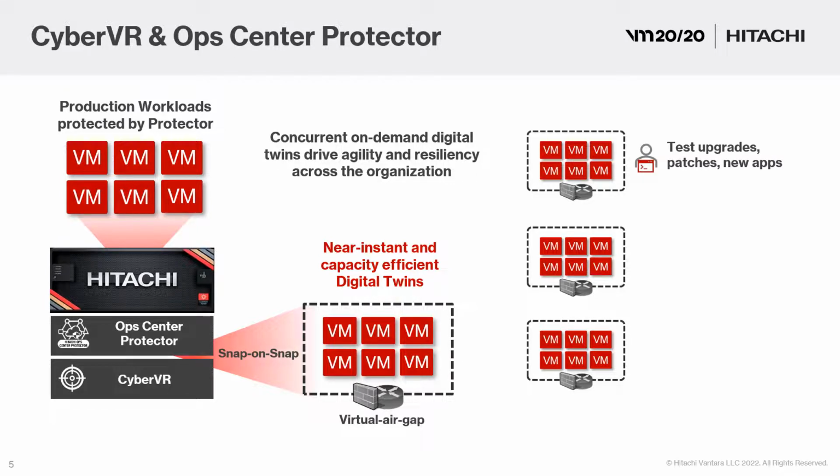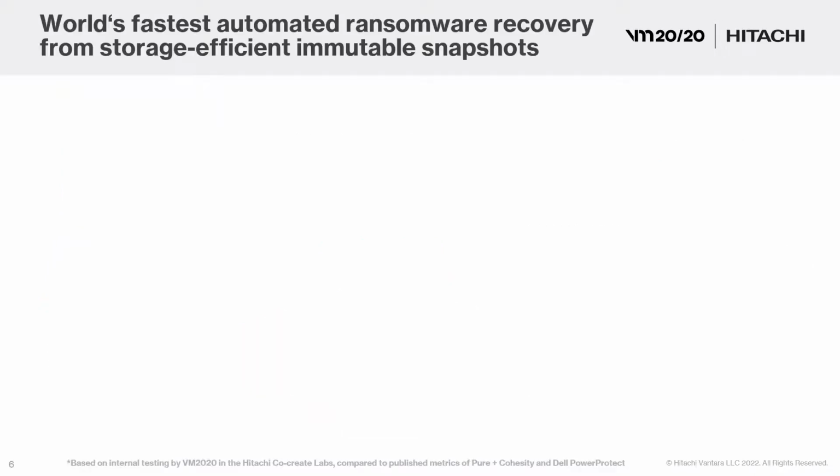Application teams can test upgrades, patches, new apps, architectures. Security teams can run forensics, pen tests, control validations, and operations teams can accelerate DevSecOps workflows and prove and test the ransomware recovery scenarios end to end. With the combination of Ops Center Protector and CyberVR, we have the world's fastest automated ransomware recovery solution from immutable snapshots.